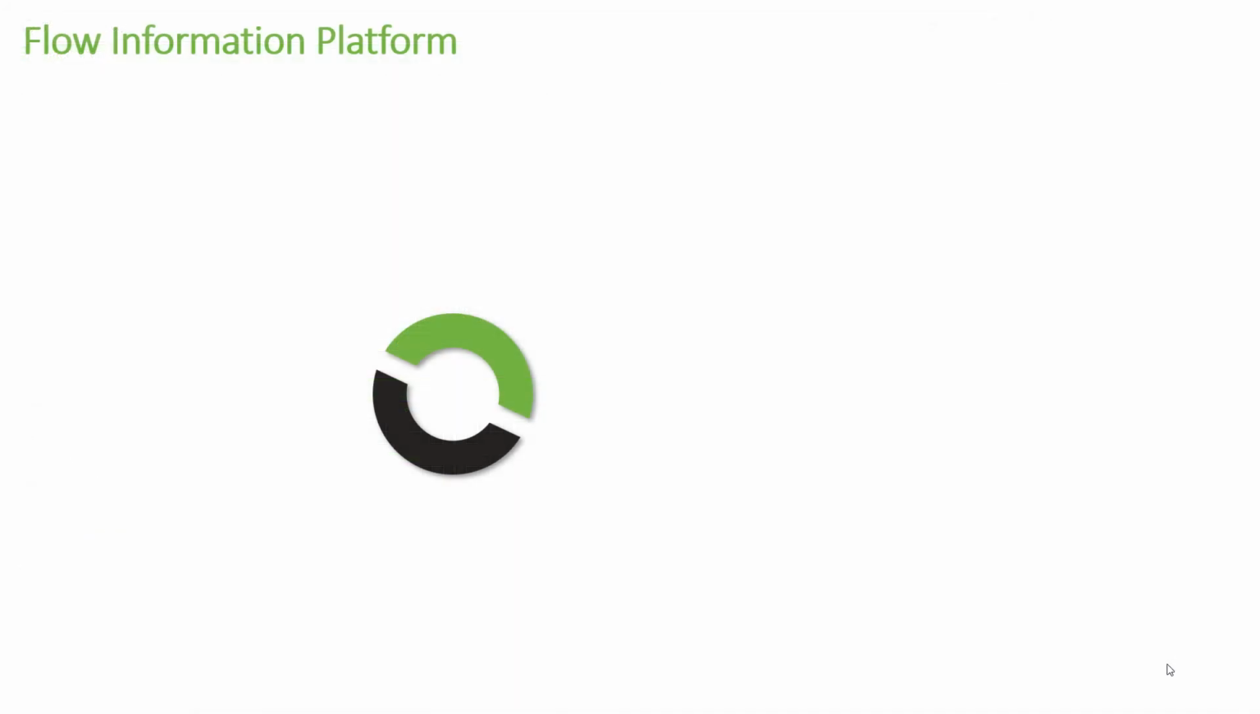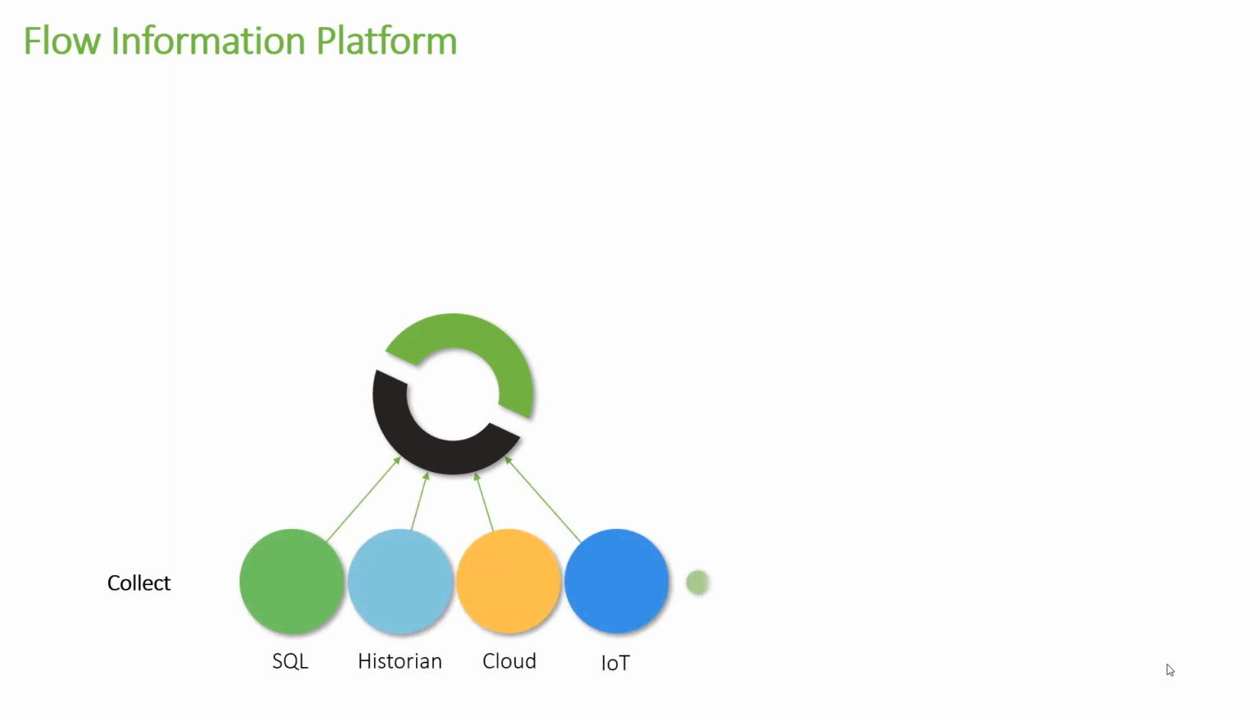So how does the information platform work? In the center, we have the information platform, and the first thing we need to do is collect data from your data sources. There are many different types of data sources, whether they are SQL databases, tag historians, cloud data, or IoT platforms. Flow forms can be configured for manual data entry of information by your data capturers in a style that is very similar to a spreadsheet.